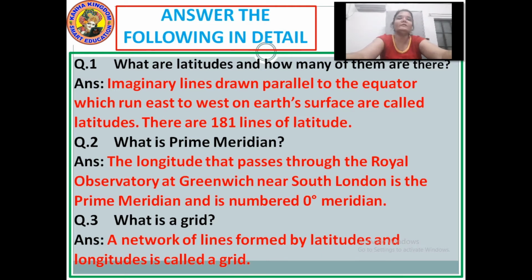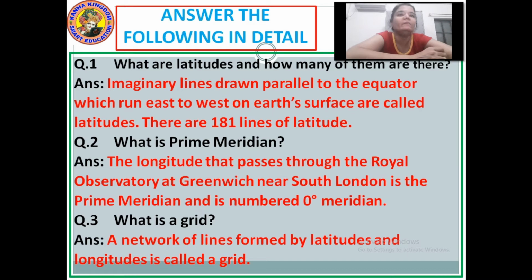Next, what is prime meridian? Answer: the longitude that passes through the Royal Observatory at Greenwich near South London is the prime meridian and is numbered 0° meridian.